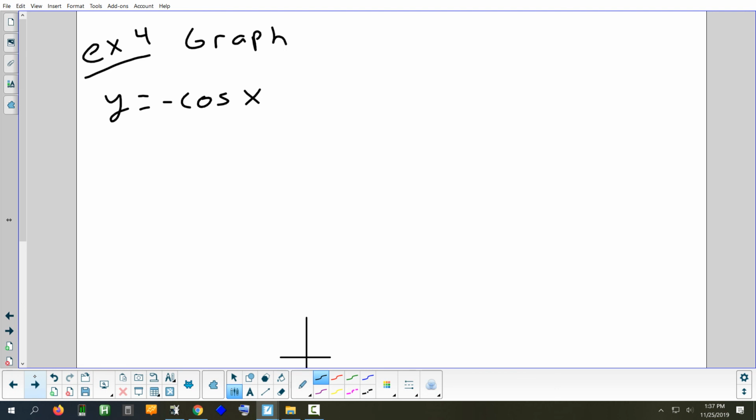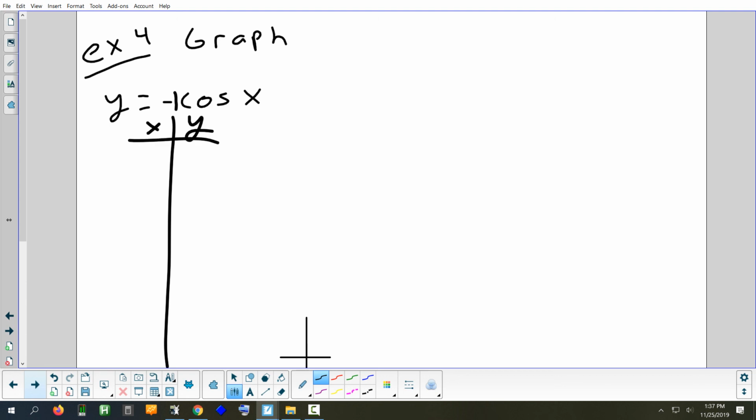Now, what's the amplitude of that one? 1. So technically it's not an amplitude change, but it falls in the same category because you are multiplying by a number in front. What's the number? Negative 1. So the 1 part isn't really changing the amplitude, but the negative part is doing a flip.